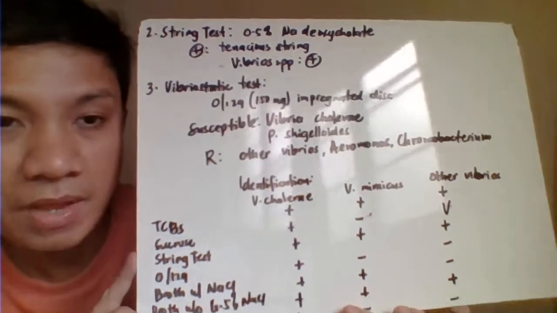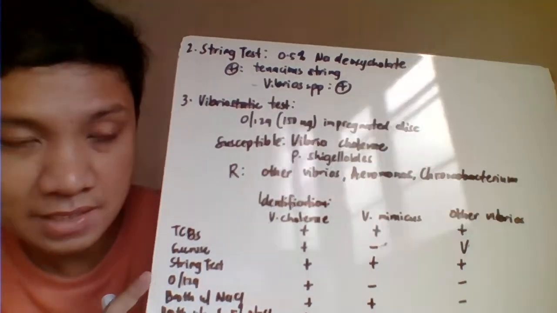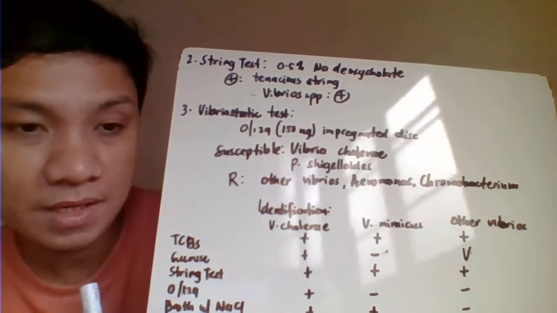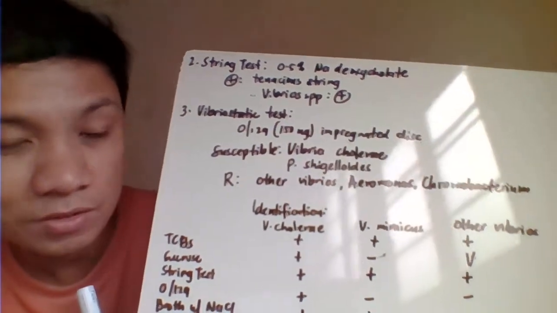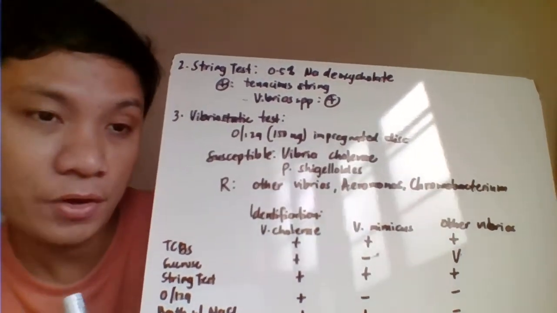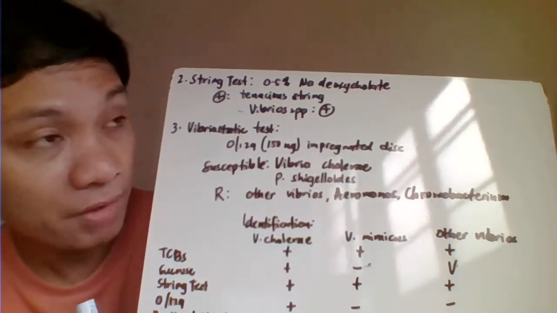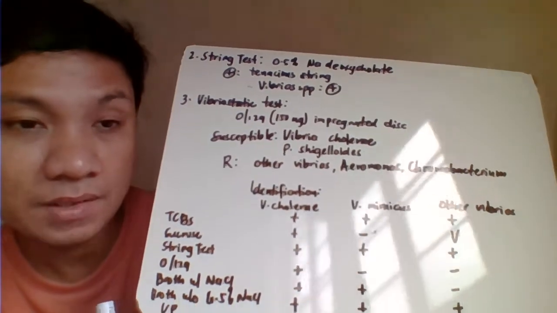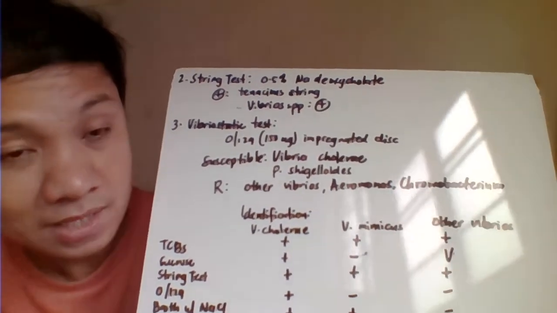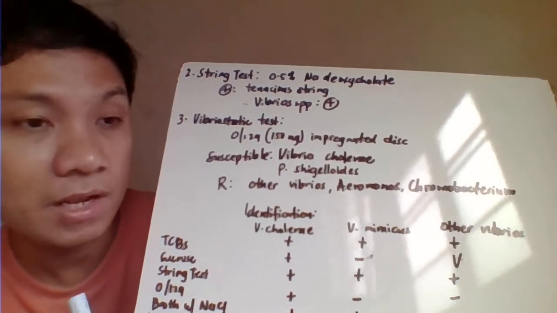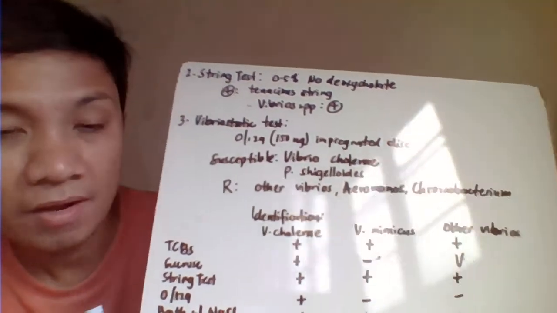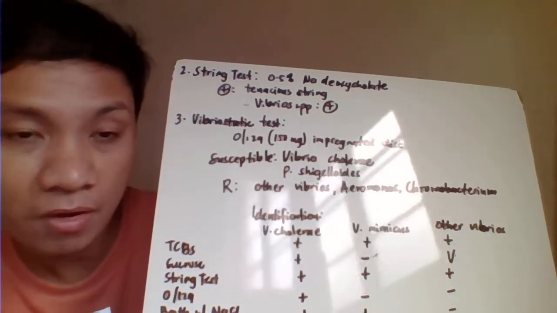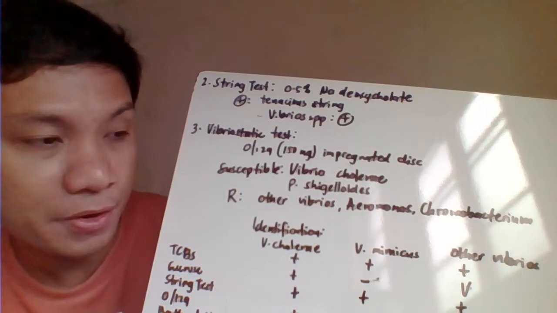Okay, another test, we have the string test. The string test is with the use of your 0.5% sodium deoxycholate. So you have your bacterial inoculum, you just need to add the 0.5% sodium deoxycholate, then observe here for the formation of the string. So the string test is for identification of your Vibrio lang. Okay, it will not give a positive result for the Aeromonas, Plesiomonas, or Chromobacterium.